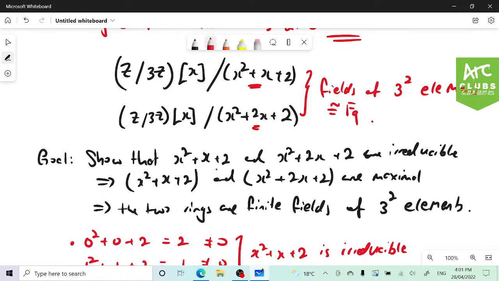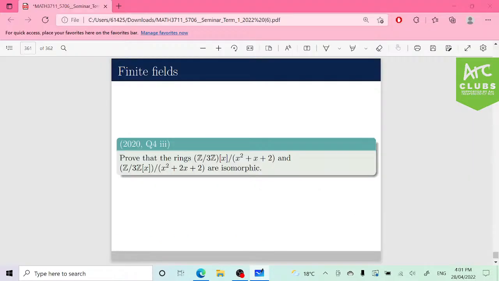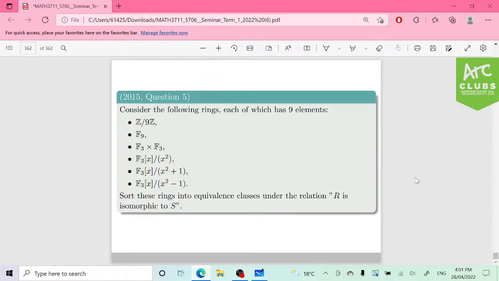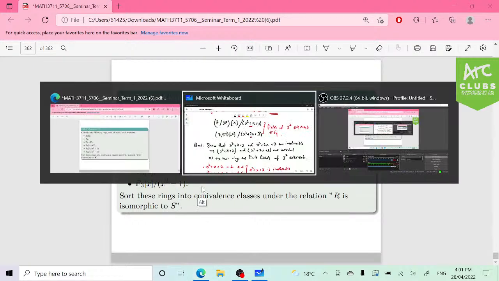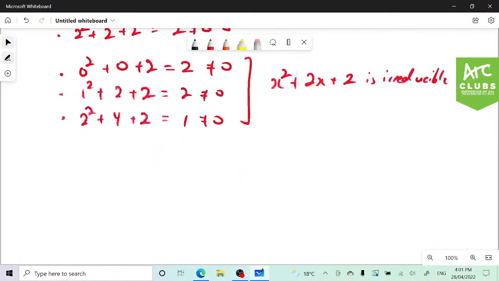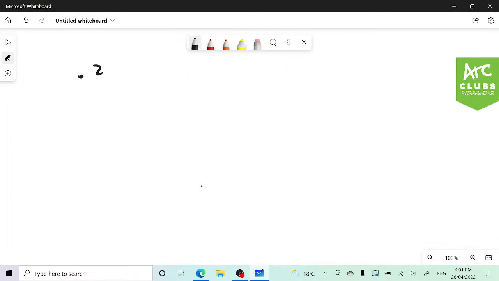Cool. All right. And the last question that we're going to do for this revision seminar is to classify all of these rings by their isomorphism. So let's do this. This will be a really nice question to end off, because it also brings back a lot of the concepts that we saw earlier today as well. All right, so let's have a look at these rings.